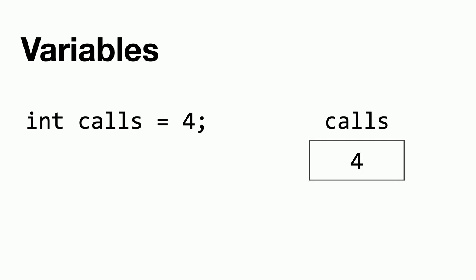We said that we can give this variable a name, in this case calls. It also has a type called int for integer. It stores integer values. And it also has a value, in this case 4. So calls is simply some name for some place in memory that has the value 4. But the picture is a little more complex than that, as we now know.